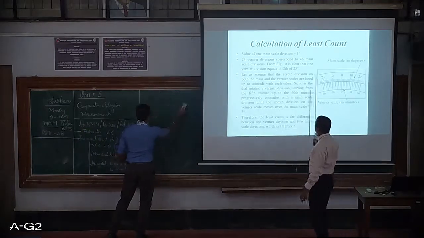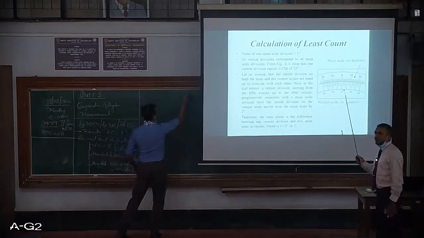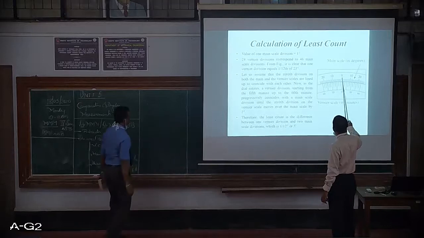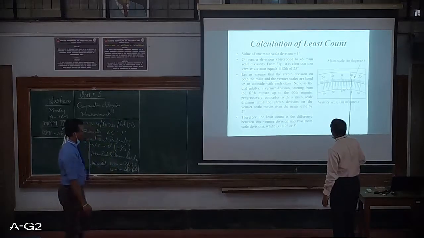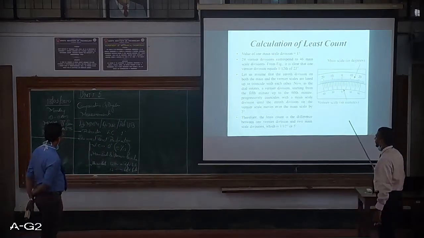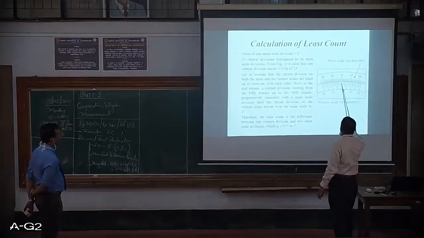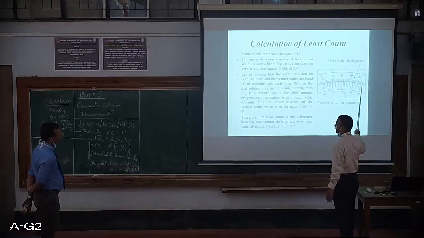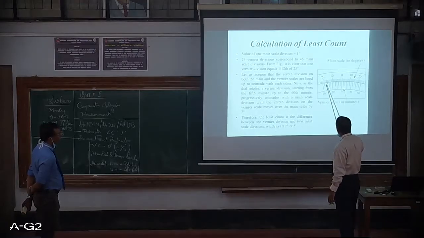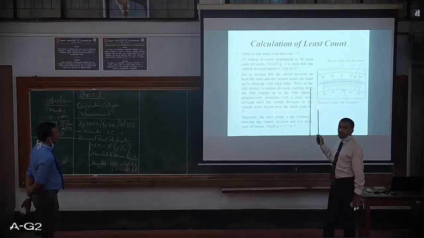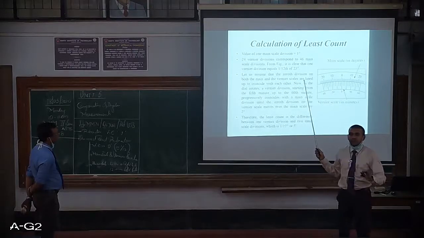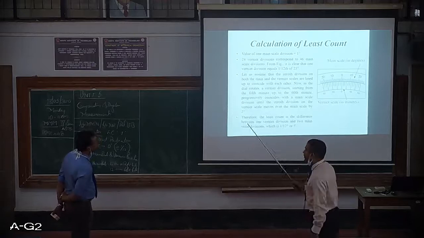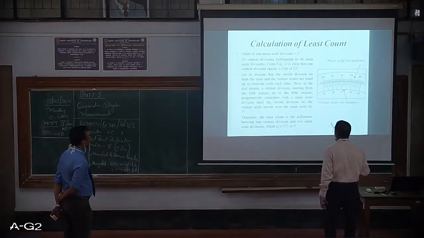Let us assume that the zero divisions on both the main and the vernier scale are lined up to coincide with each other. You can see over here both zero of the main scale and zero of the vernier scale are coinciding with each other. Now if you start rotating this dial, you can see over here the 60th minute is already coinciding when zero is coinciding. Similarly on the other side the 60th is already coinciding. So you might have a confusion on which direction we have to read. I'll clear that at a later stage.